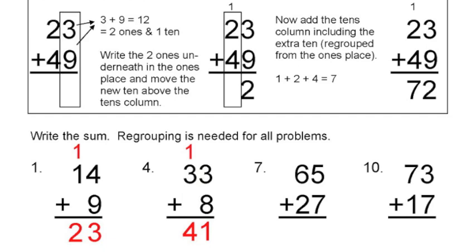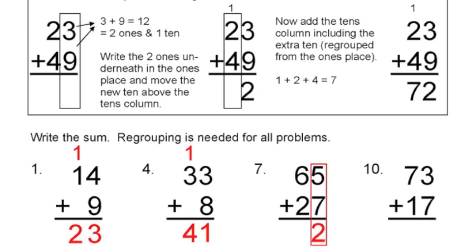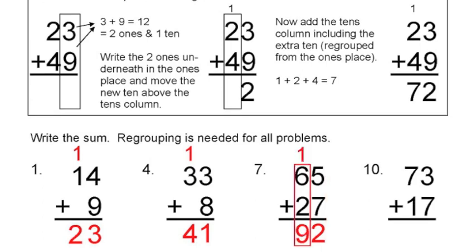And finally, we're going to get into 65 plus 27. So 5 plus 7 is 12. So I'm going to put my 2 below that. Carry my 1 up top into the tens place. So 1 plus 6 plus 2 is equal to 9. So my final answer is 92.